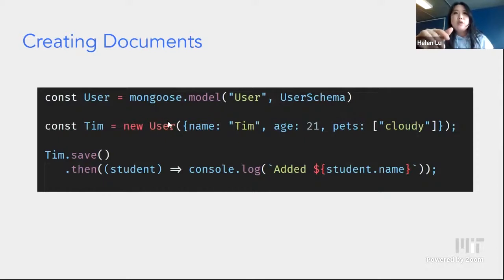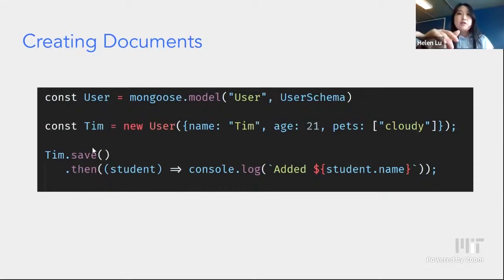So we want a new instance of the user collection, and inside the definition, we instantiate the values that the object will have. This object will start out with a name of Tim, an age of 21, and a list of pets, and one of the pets is Cloudy. Once we define what object we want to store in our collection, that's not the end of the story. This doesn't automatically add it to the database.